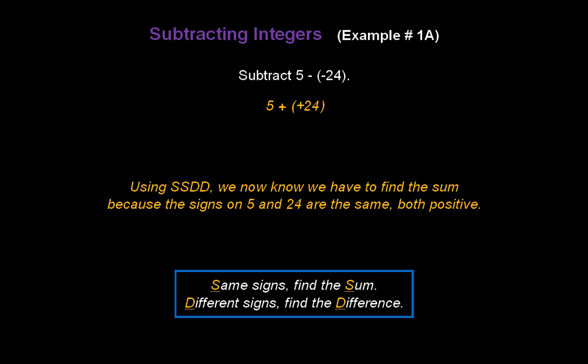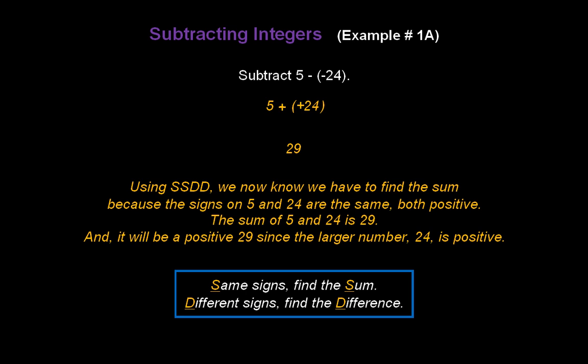Using SSDD, we now know we have to find the sum, because the signs on 5 and 24 are the same, both positive. The sum of 5 and 24 is 29, so let's write that down. And it will be a positive 29, since the larger number 24 is also positive. So 5 minus negative 24 is 29.